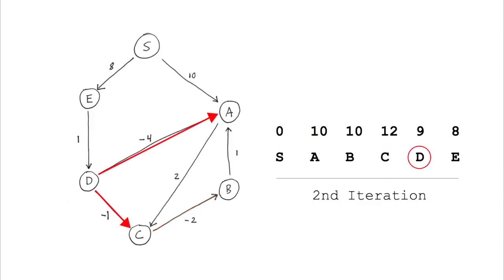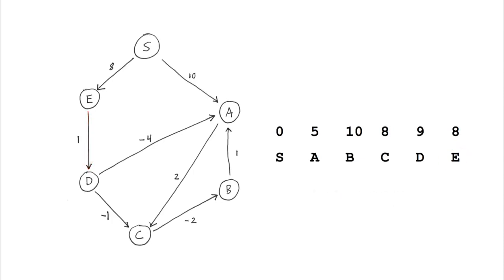Looking at D, however, we notice that its edges improve the path to A and the path to C. Starting at 9 and adding -4, we can now get to A with a cost of 5. And starting at 9 and adding -1, we can now get to C with a cost of 8. We update the table and move on to E. But again, we note that its edge does not offer any improvement. We're done with the second iteration.